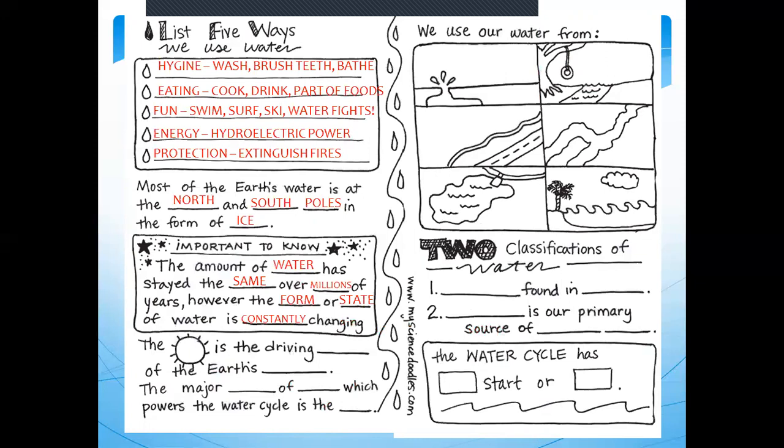It is important to know the amount of water has stayed about the same over the past several millions of years. However, the form or state of the water is constantly changing. When we're talking about the states of water, I mean the solid, liquid, and gas forms of water. Water is found on Earth in all 3 of these states, which makes it a unique compound on Earth. There isn't another one found in all 3 states naturally.